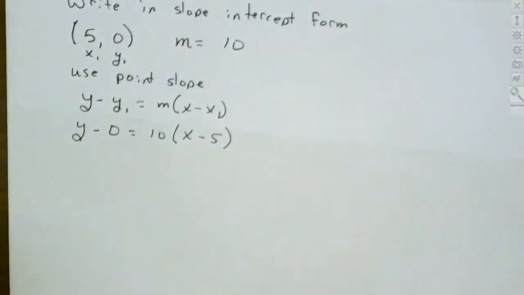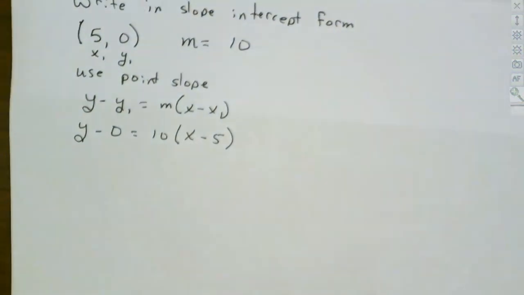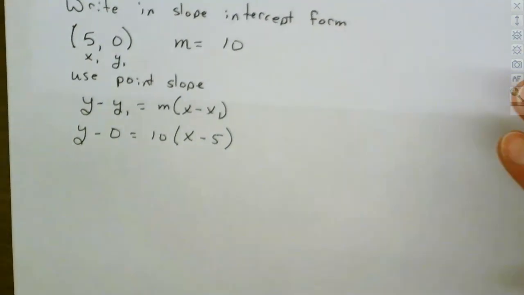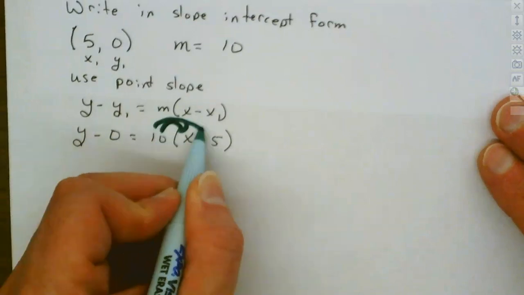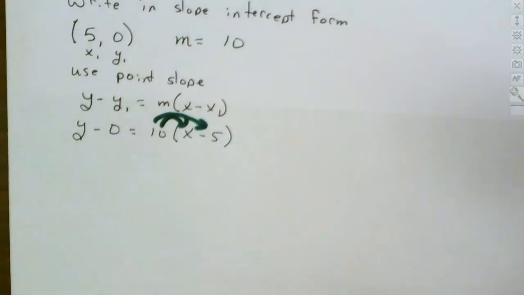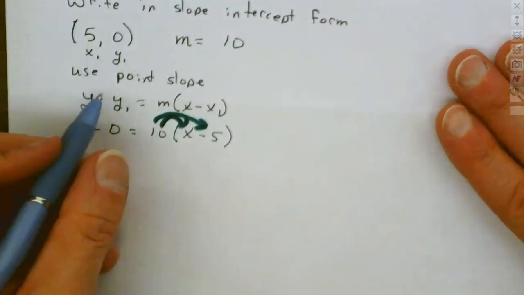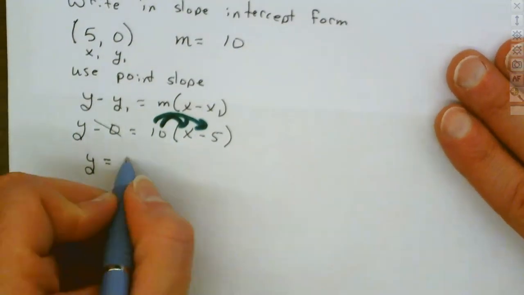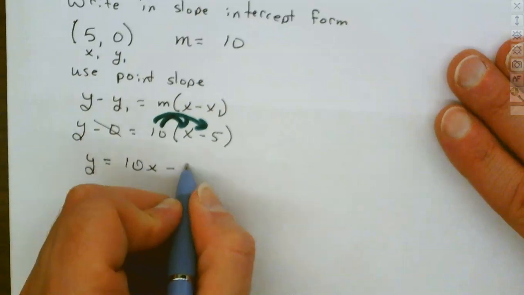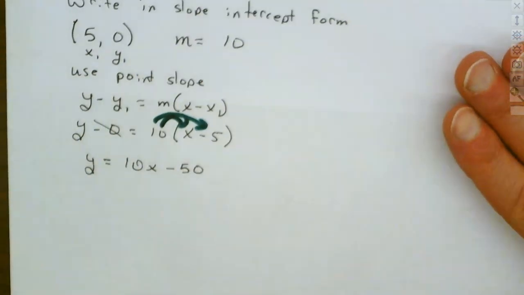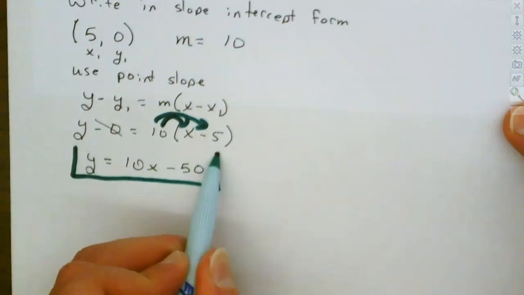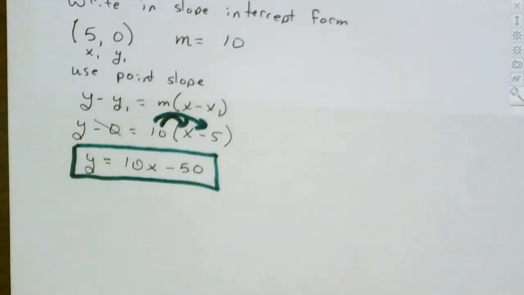And this one's actually very, very easy. We want it in slope-intercept form. So all we need to do is distribute the 10 through, because that's our slope. The 0 is gone, so that leaves you now with y equals 10x minus 50. And that is in slope-intercept form.